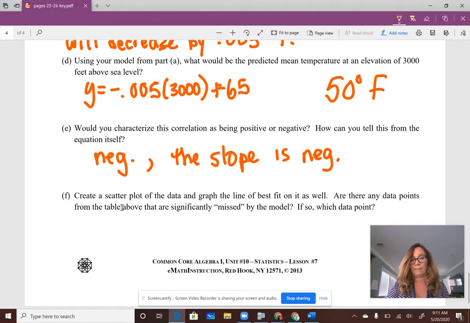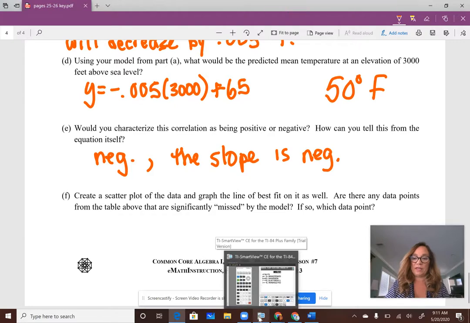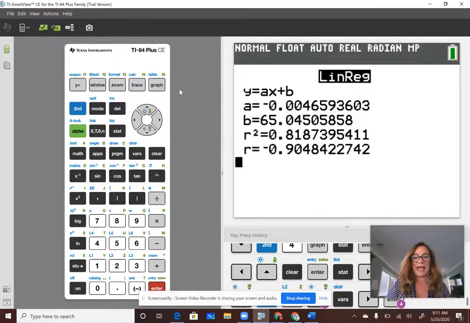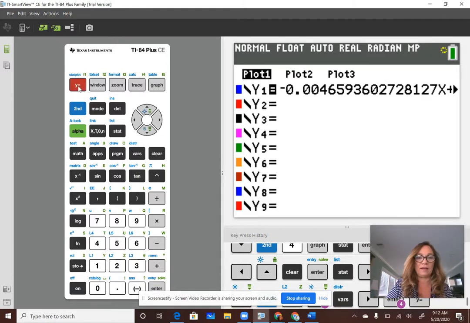Okay. Create a scatter plot of the data and graph the line of best fit on it as well. So we're going to use the calculator for that, and that's okay to use the calculator. A lot of times you're not actually asked to make these graphs because they take a lot of time. So you're usually asked to match them or identify them. If you have to make them, you'll make one out of like 15 questions. Okay, so I have my line of best fit already in my y equals.